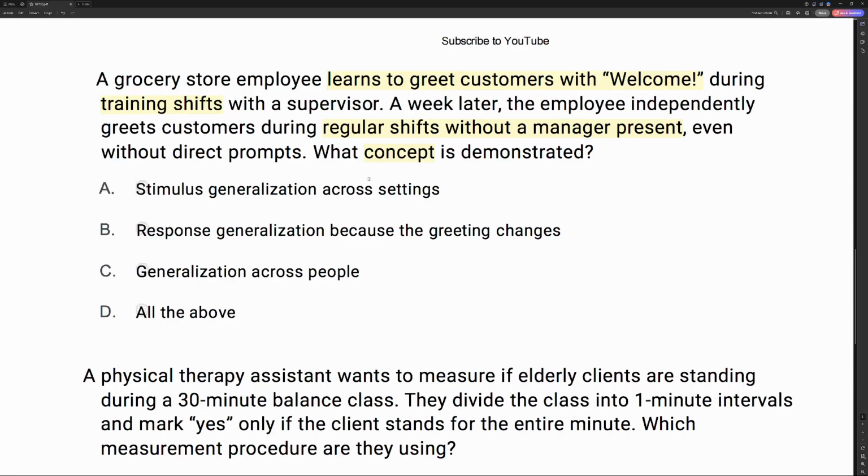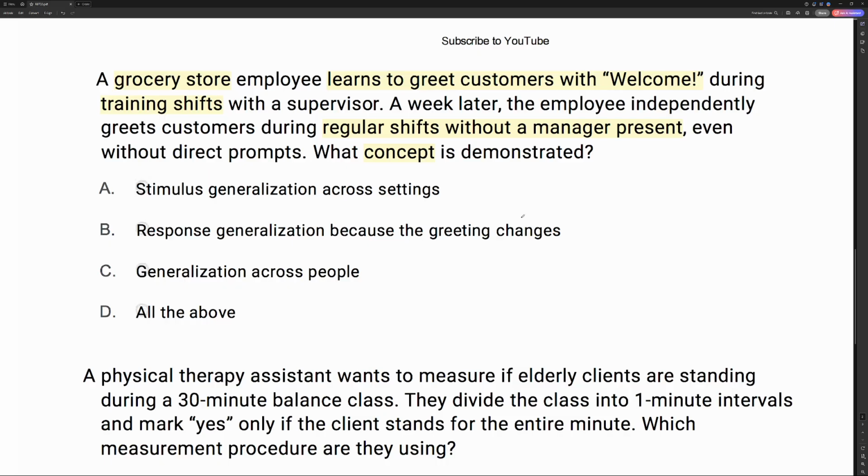So if you think about A, stimulus generalization across settings. Stimulus generalization occurs when the same response occurs across multiple stimuli. However, the setting hasn't changed here, right? Yes, training shifts and regular shifts are different shifts, but the setting is still the grocery store. So we can't pick A.